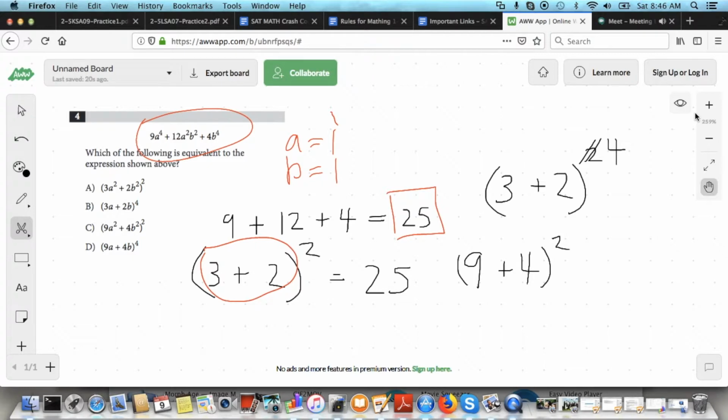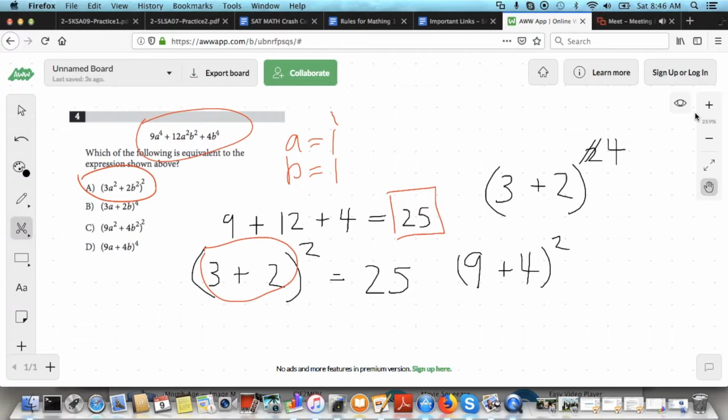What about D? Do we even need to plug in numbers for D? It's way bigger. Yeah, if C's too big, D's way bigger. We don't have to worry about it. So we can confirm it is answer choice A. Does that make sense, guys and gals? Yes?